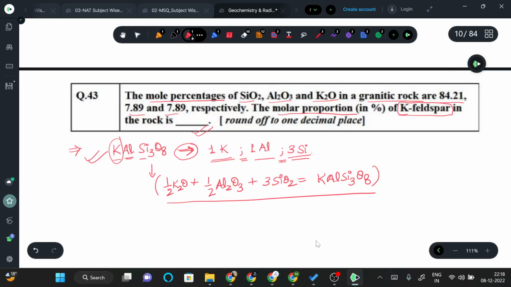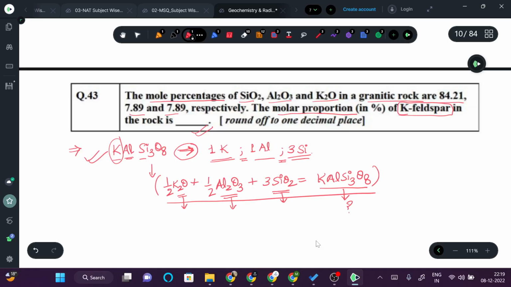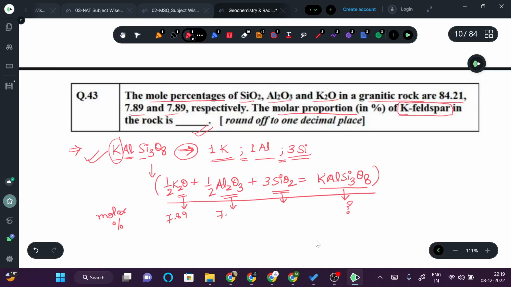We have the mole percentage of the oxide K2O, the mole percentage of Al2O3, and the mole percentage of SiO2. So these 3 mole percentages we have. It is asking what the molar proportion percentage of K feldspar is. This we need to calculate. So if I talk about molar percentage, K2O is given to be 7.89, Al2O3 is 7.89, and SiO2 is 84.21.